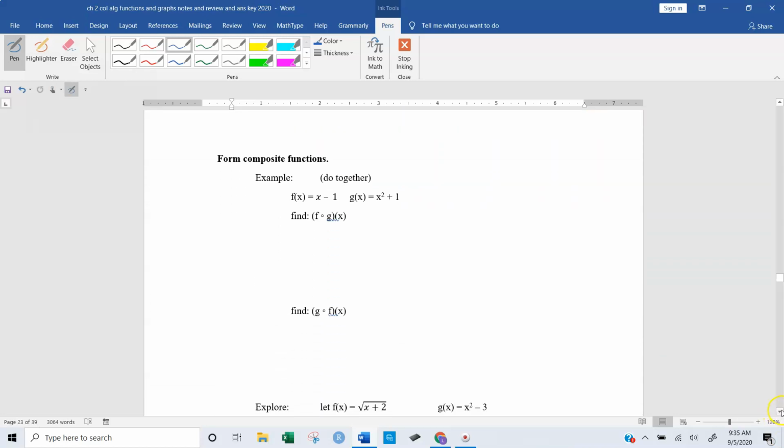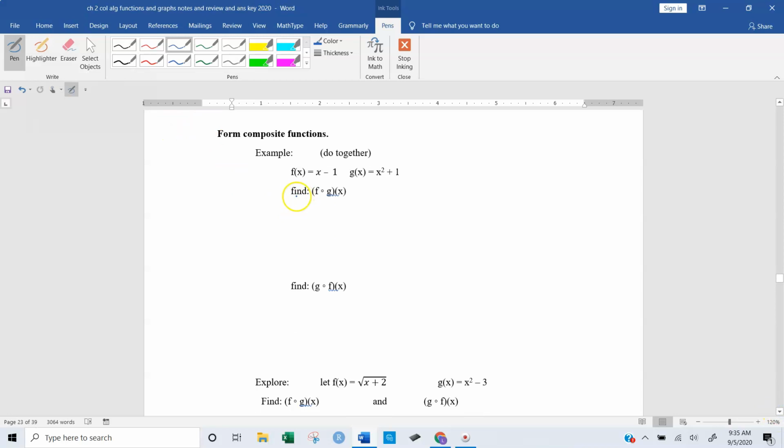This is composition. This is read "f of g." That little circle is read "of." This also means it can be written like this: f of g of x. So what we're doing is plugging g of x into all the x's of f. We're taking the g function and plugging it into the f function.